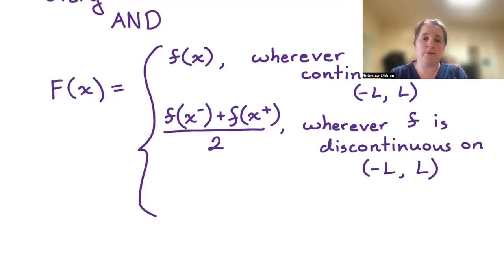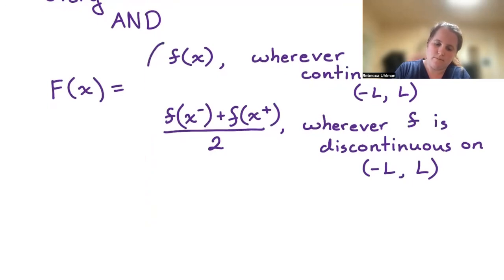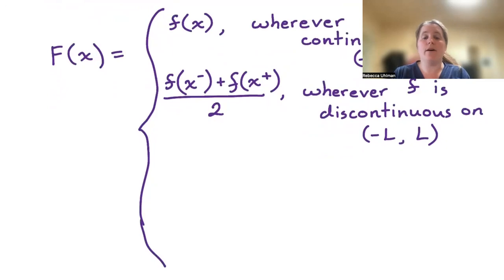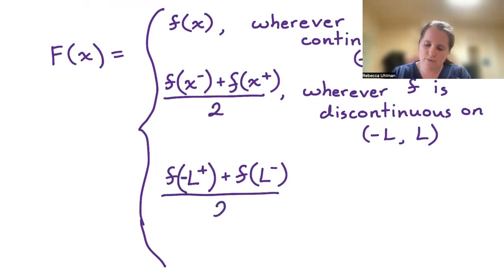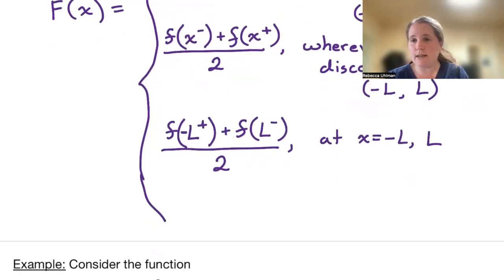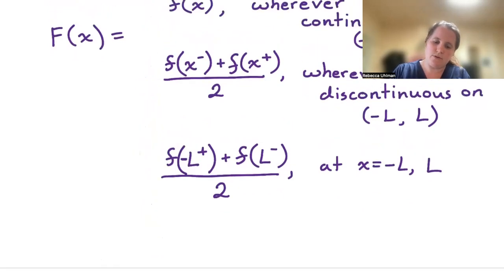And then last but not least is what happens at the endpoints. And then beyond that, we will get our periodic extension. So at negative L and L, we'll take the limit coming from the right at negative L and the limit coming from the left at positive L. So the left and right limits that exist at each of our boundaries, take the average of those values. This is at x equal to L or negative L. And then finally, the function will just extend to be 2L periodic everywhere else. So beyond this, f is 2L periodic.